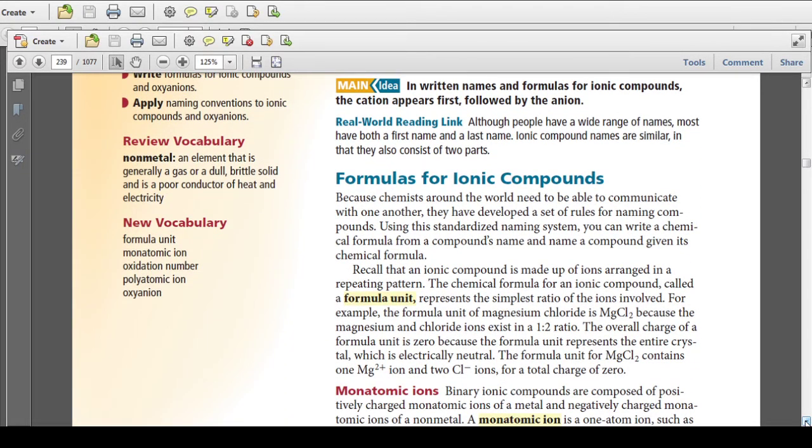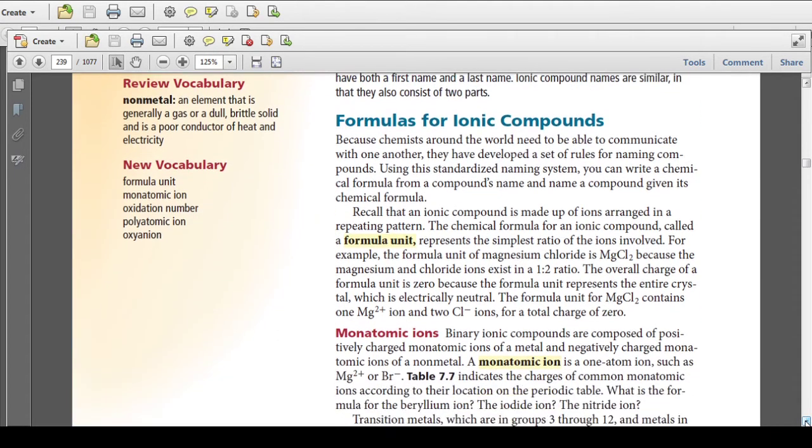Because chemists around the world need to be able to communicate with one another, they have developed a set of rules for naming compounds. Using this standardized naming system, you can write a chemical formula for a compound's name and name a compound given its chemical formula.